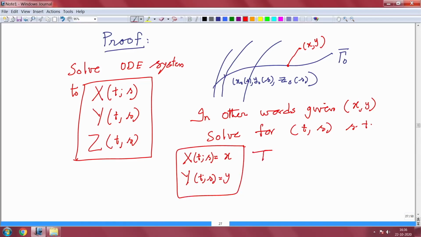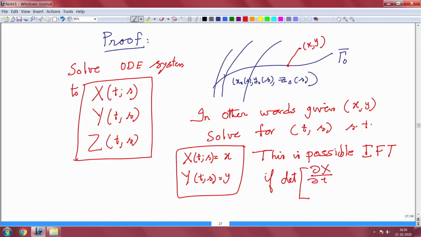This is possible by implicit function theorem or inverse function theorem, both are fine. Inverse function theorem, if the corresponding determinant is non-zero. So, dx by dt, dx by ds, dy by dt, dy by ds not equal to 0.